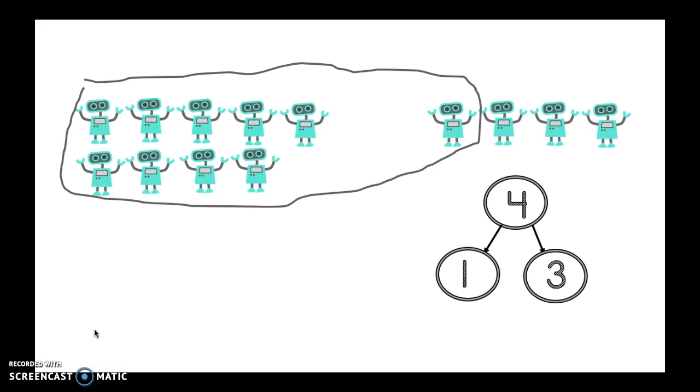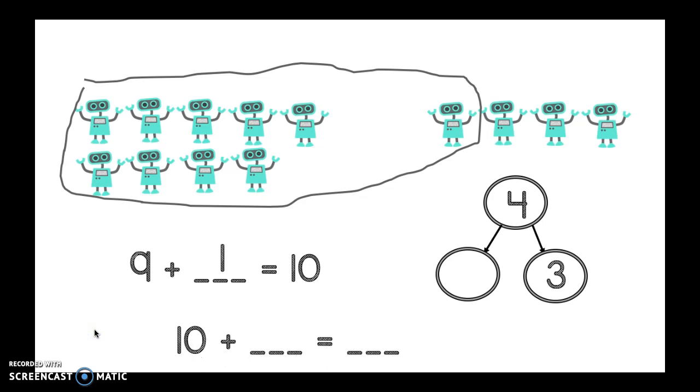Now I can go ahead and write my number sentences. I had 9 plus 1 more to make my 10. Then I need to add the other part from my number bond. So I'm going to add 3. 10 plus 3 is 13. See how using the number bond is really helping me when I'm writing my number sentences to know what parts I need.